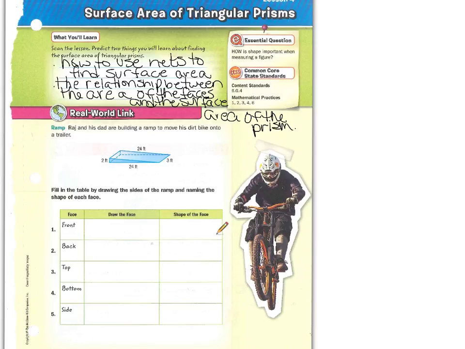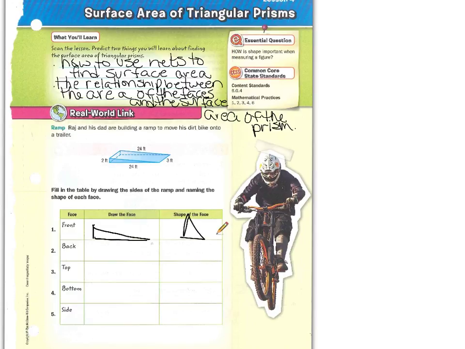So let's look at the front. The front of this prism is right here, right? That's what we're looking at. So if we were to draw that, I'm not the best drawer, but I'm going to try my best. That's what it looks like. The shape of that would obviously be a triangle.